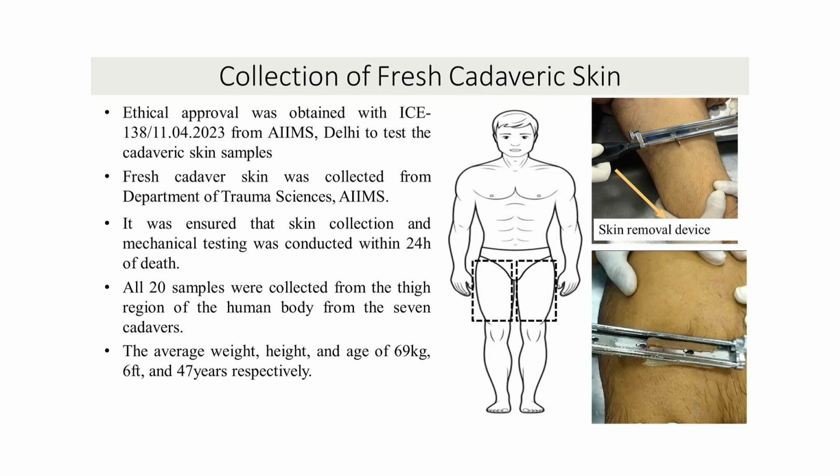We had to specifically look at the average weight, height, and age of the cadavers. So 69 kilograms was the average weight, 6 feet was the height, and 47 years was the approximate average age, right?